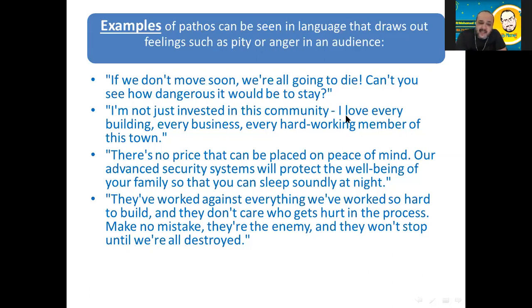There's no price that can be placed on peace of mind. Our advanced security system will protect the well-being of your family so that you can sleep soundly at night. Yeah, number two, loyalty, yes. And number three is addressing their feeling of safety. So do you get the idea of emotional appeal? Using words and sentences and expressions that address people's emotions, different types of emotions, okay?